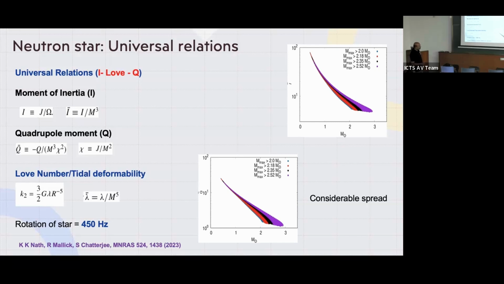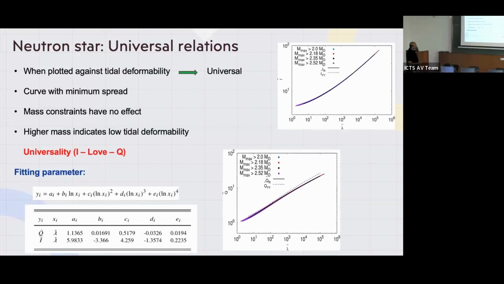There is also a similar spread if I plot Q bar as a function of mass. So as a function of mass, you can see that these are the spread. So I and Q don't show any universal relation with mass. However, if I now plot them as a function of lambda bar, you can see that we have a very good fit of a universal relation, a single curve, almost a line, and everything sits there. So this is the universal nature that I'm talking about.